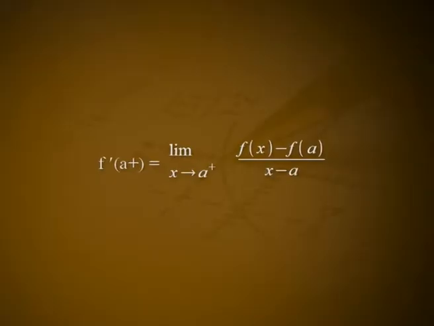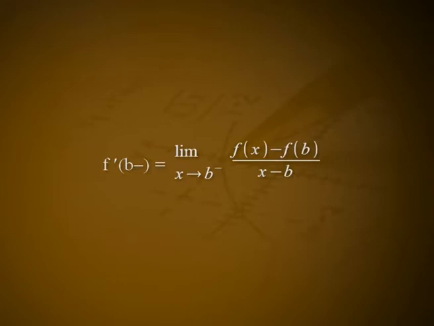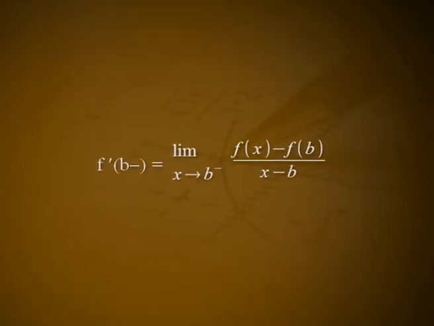The function f is said to be differentiable at the left-hand point a if f prime of a plus equal to limit x tends to a plus of (f(x) minus f(a)) by (x minus a) exists. The function f is said to be differentiable at the right-hand point b if f prime of b minus equal to limit x tends to b minus of (f(x) minus f(b)) by (x minus b) exists. The function f is said to be differentiable on closed interval [a, b] if it is differentiable at each point of closed interval [a, b].